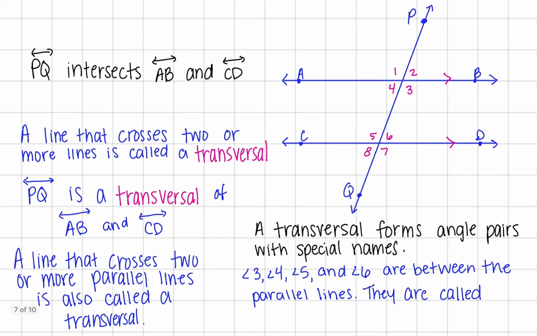And so a line that crosses 2 or more parallel lines is also called a transversal. Now, a transversal does not have to always cross parallel lines. But when it does cross parallel lines, it forms special angle pairs with special names.